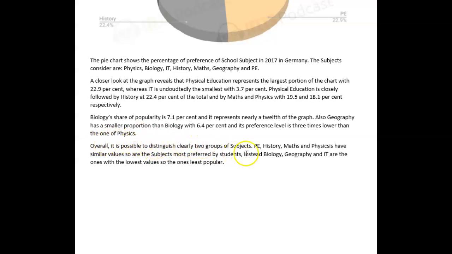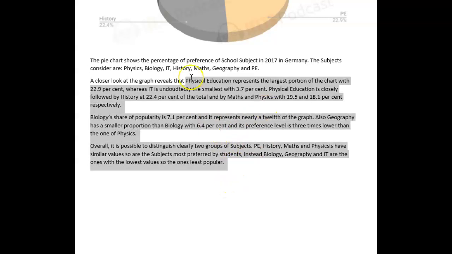Overall, it is possible to clearly distinguish two groups of subjects. PE, history, maths, and physics have similar values, and so are the subjects most preferred by students. Full stop. Instead, biology, geography, and IT are the ones with the lowest values, so, comma, the least popular. Okay, the least popular. All right, I was a little concerned about this, but it actually worked out pretty well.